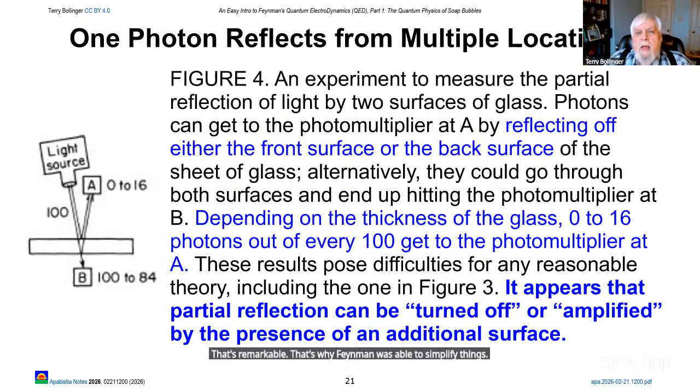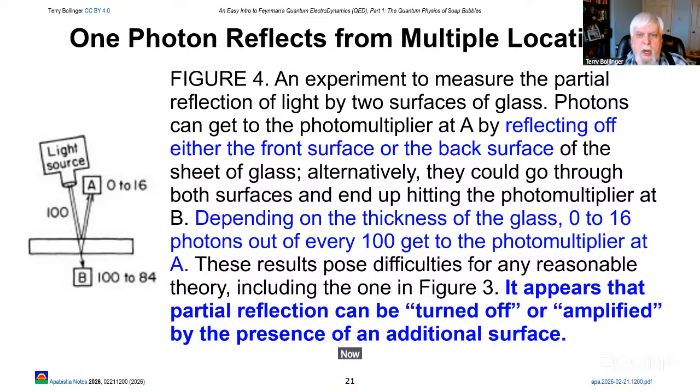One photon reflects from multiple locations. That's why I was saying about these surfaces. So you have two surfaces. This is the key insight. If you want to understand these partial reflections, if you want to understand these colors, you have to recognize that the photon is bouncing off of two pieces of light. So the partial reflection is amplified or turned off, one or the other, by the presence of the additional surface.